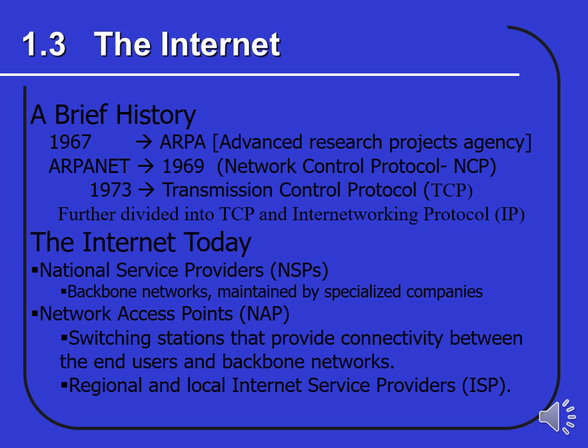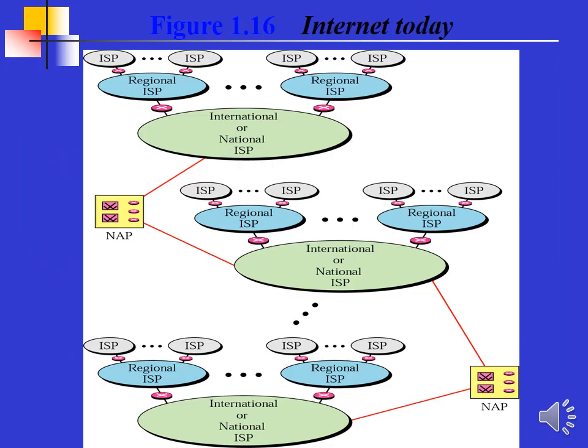Internet today: national service providers, NSPs, backbone networks maintained by specialized companies; NAPs, network access points, switching stations that provide connectivity between the end users and backbone networks; regional and local internet service providers, ISPs. This is the internet which we have today, though it is changing very rapidly day by day.